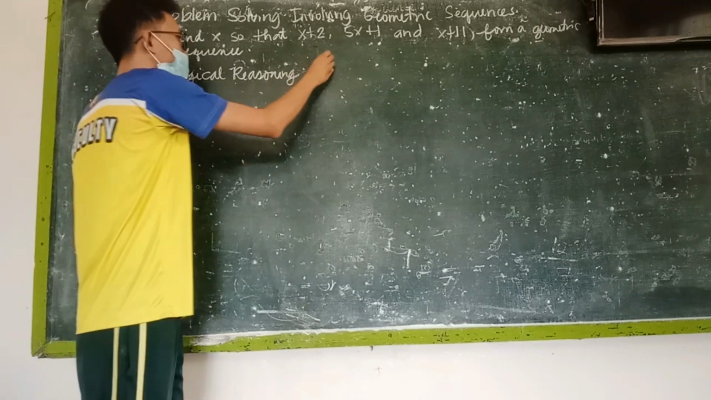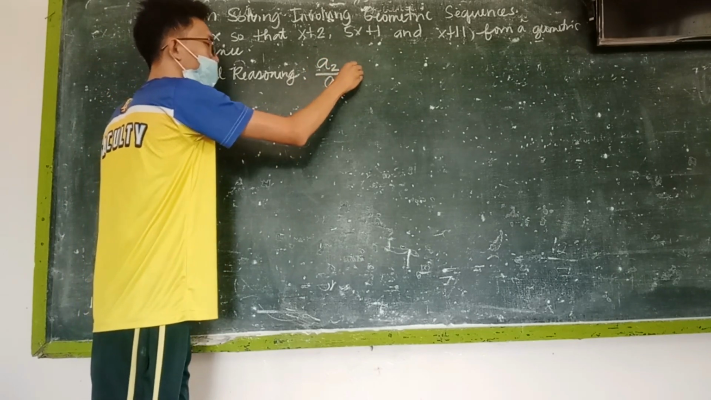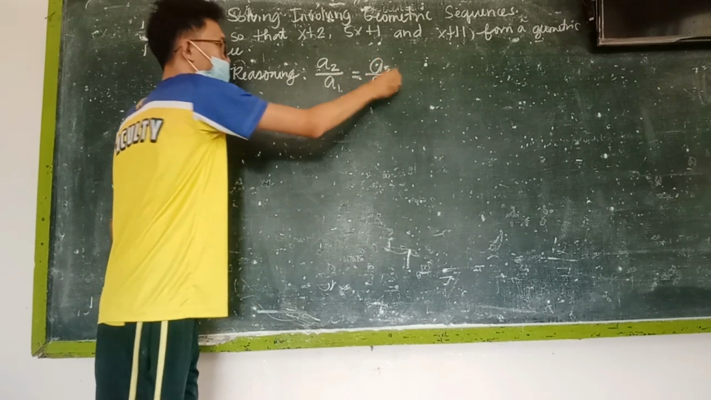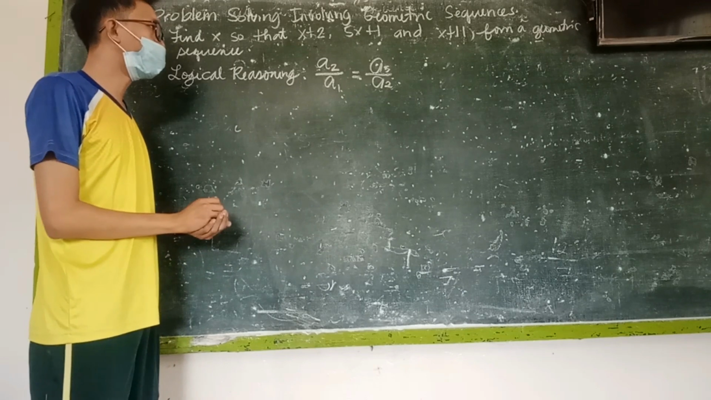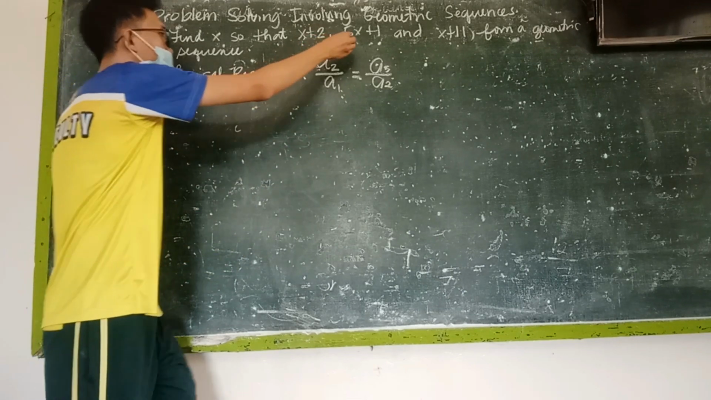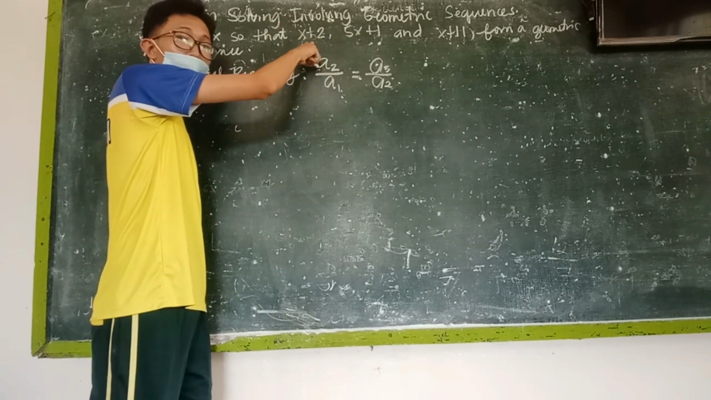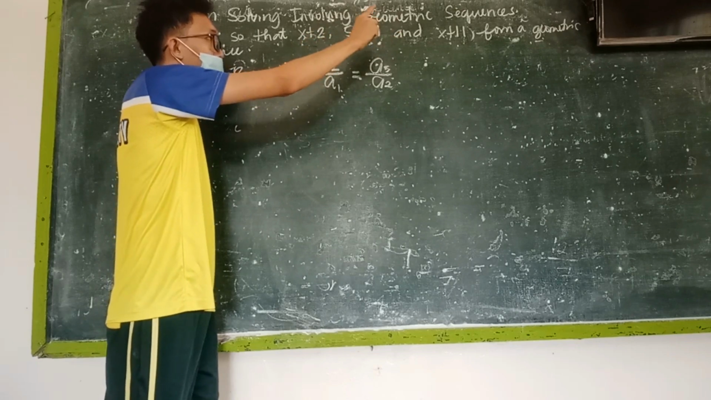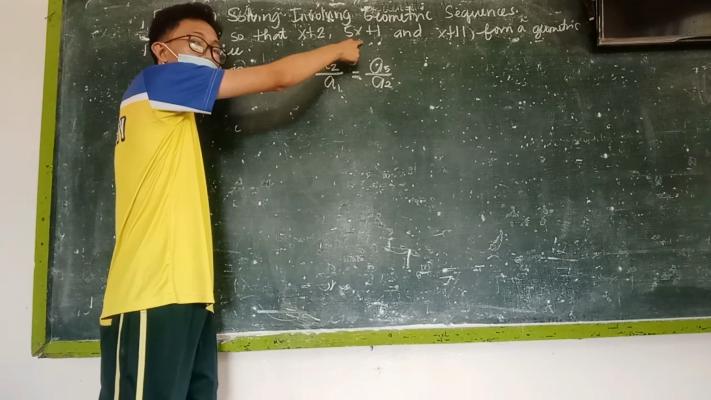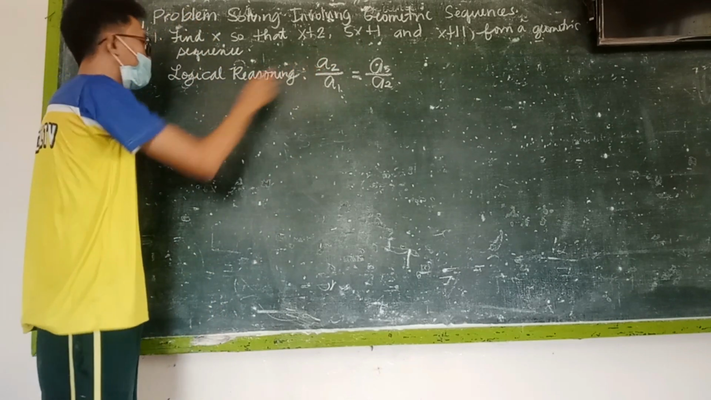So, by logical reasoning, we can tell that a sub 2 over a sub 1 is equal to a sub 3 over a sub 2. Now, we formulate a formula based on our logical reasoning. Since dapat itong 5x plus 1, kapag i-divide mo sa a certain number, ang lalabas is yung x plus 2. Same with x plus 11, kapag i-divide mo on a certain common ratio, lalabas yung value ng 5x plus 1. Now, we will solve using this logical reasoning.